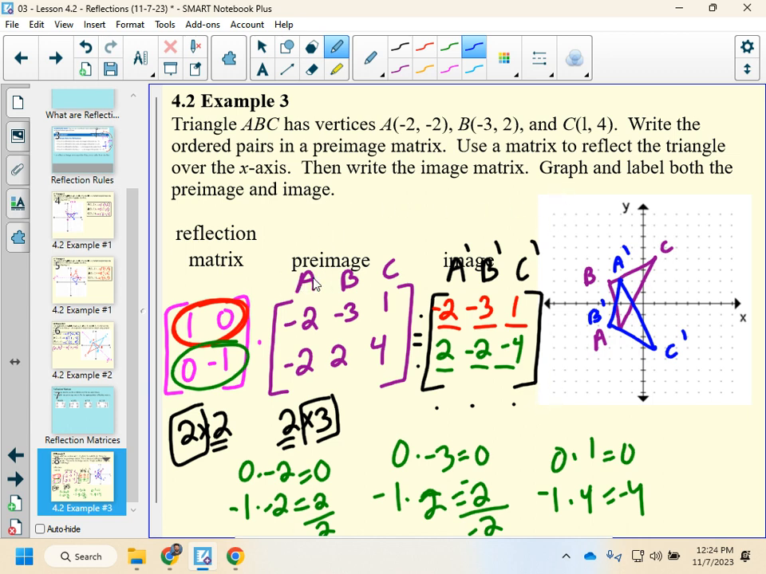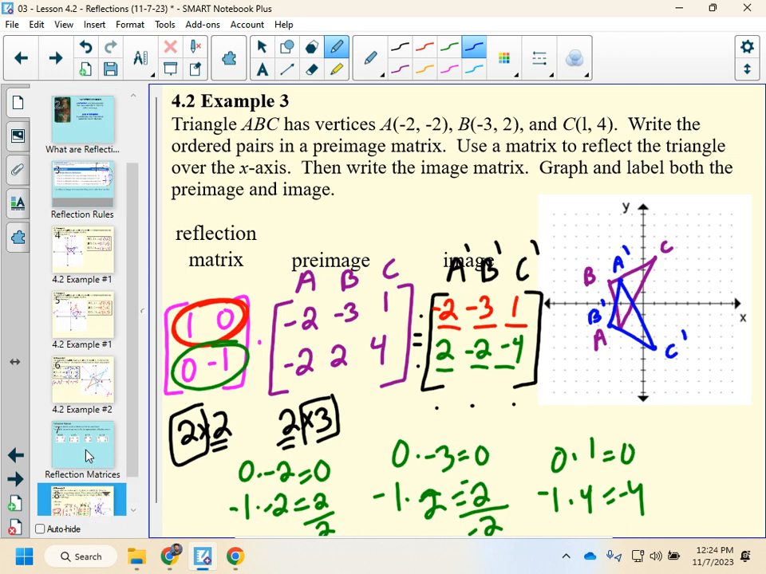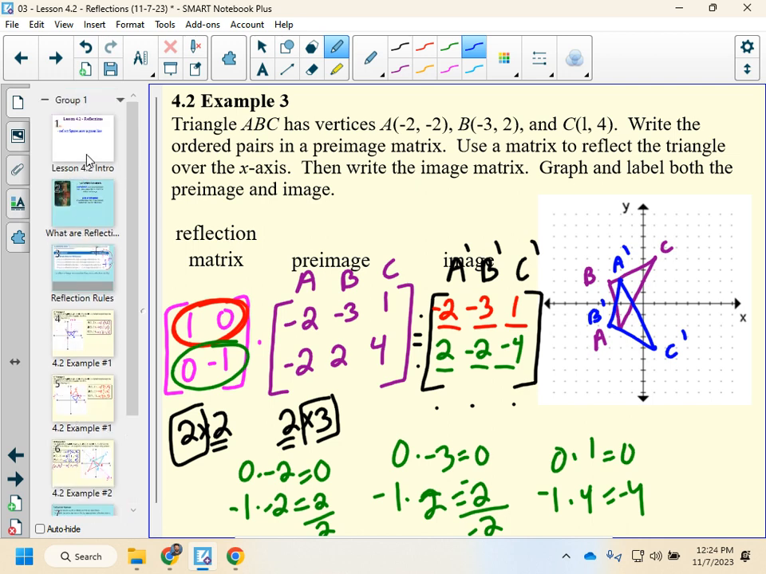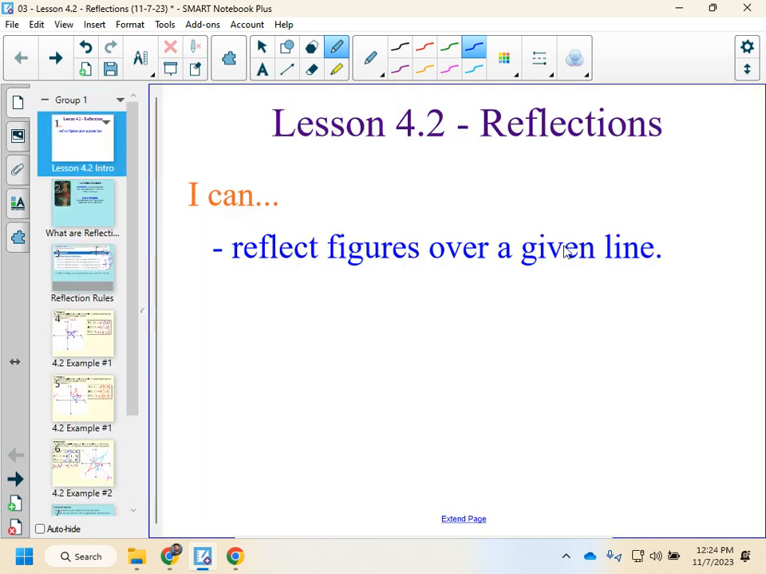Okay. Let's see. Do we hit it all? Everything's labeled with prime notation. We've got everything labeled here, and I am out of slides. So that's awesome. We made it through. That's everything you're going to have to do from lesson 4.2. We reflected over given lines using a couple different methods. We used rules and we used matrices.